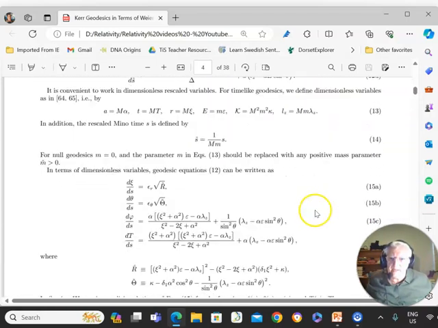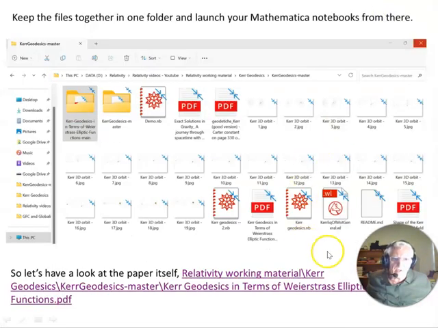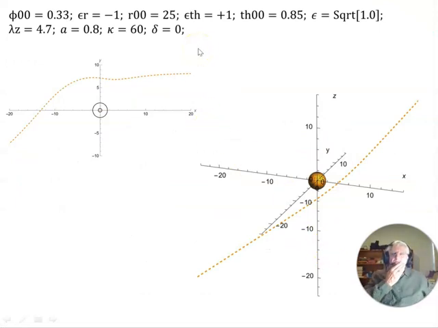Other than that, they're plotting different solutions here, so I'm just going to leave that for a moment and show you some of those solutions if you've got Mathematica. So let's have a look at a flyby orbit. In all of this video, I'm just going to set the initial angle phi to 0.33. Epsilon r will be inward, so it's minus 1. So we're going to start the object somewhere up here. Okay, start the photon or massless particle up here, and it's going to follow a path down towards the Kerr black hole.